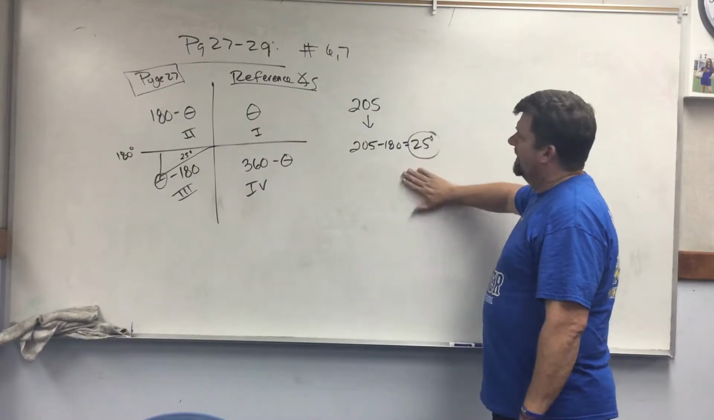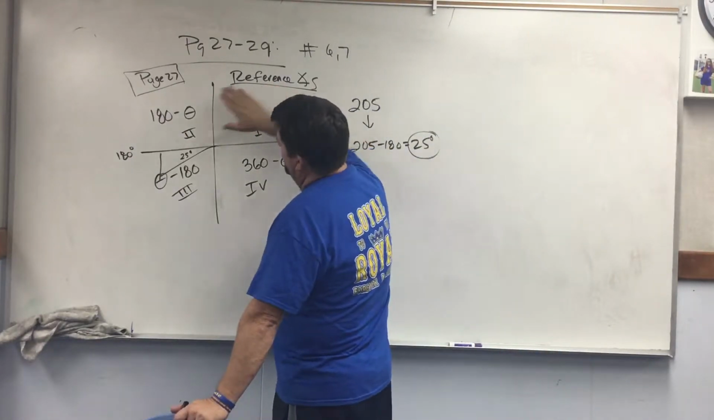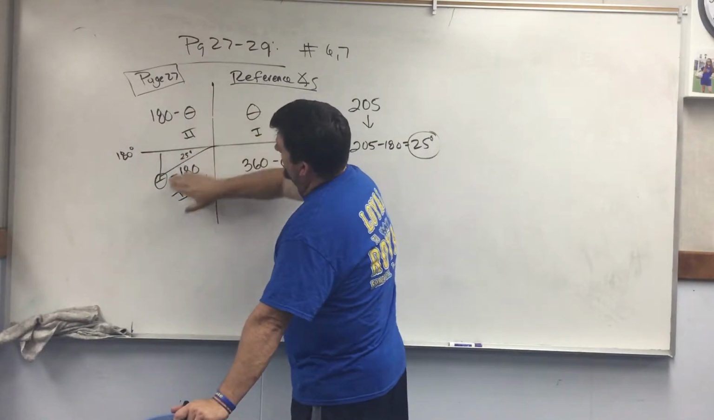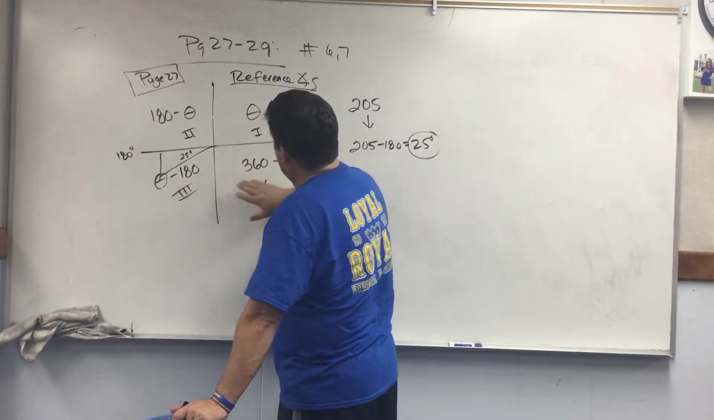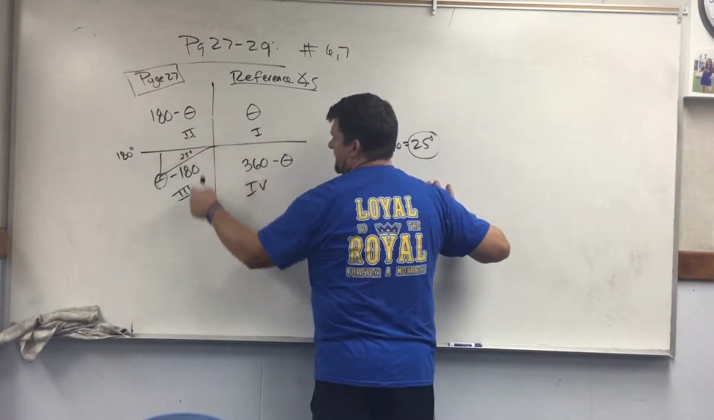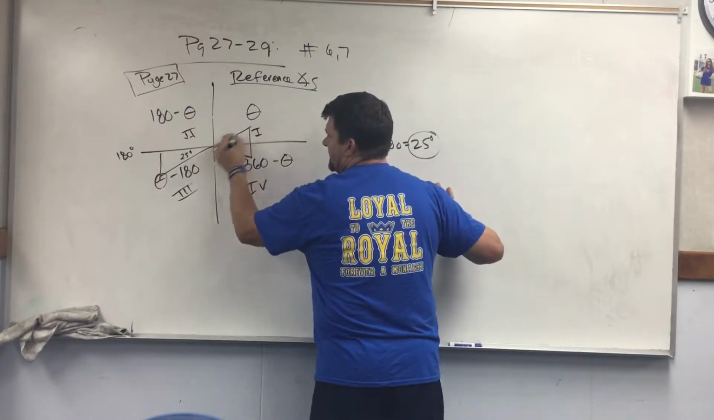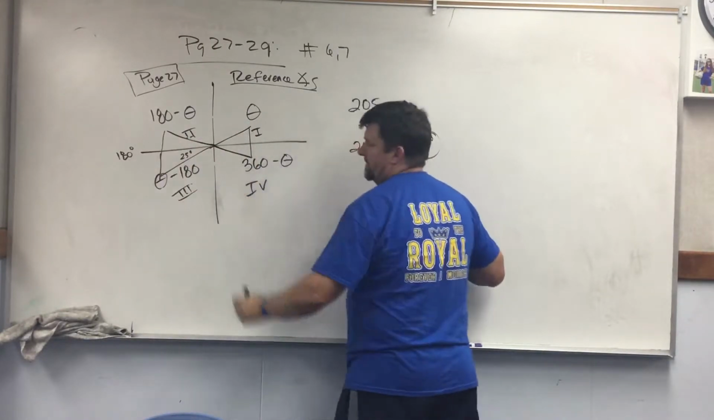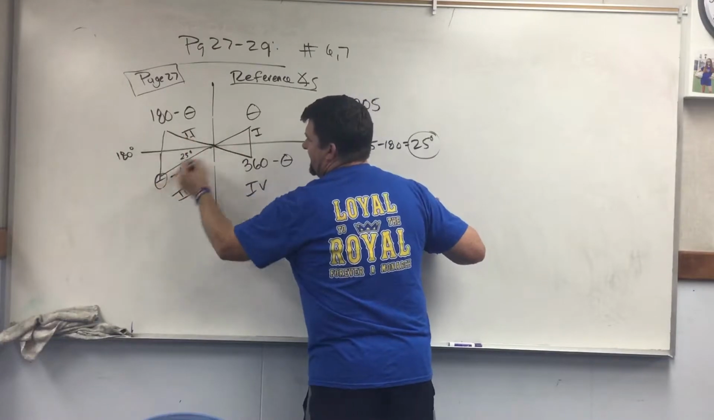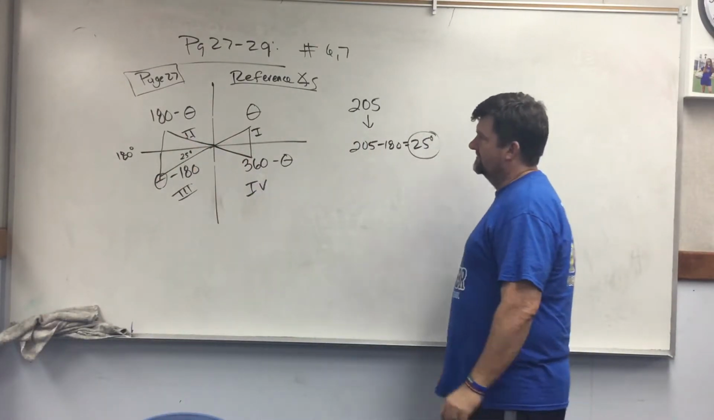So that's one way to look at reference angles. It's theta, 180 minus theta, theta minus 180, and 360 minus theta. You just have to decide what quadrant it's in to use it. And remember, your reference angles make a bow tie shape. So that's what your reference angles, or your triangles, are going to look like.